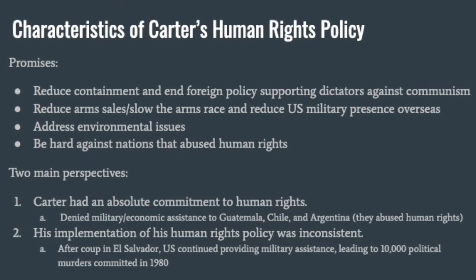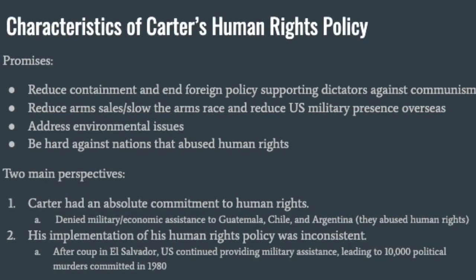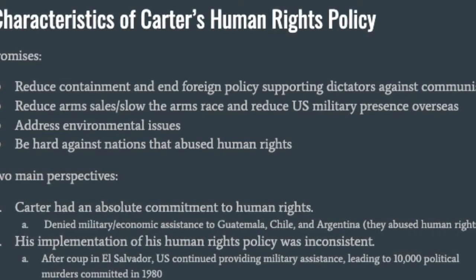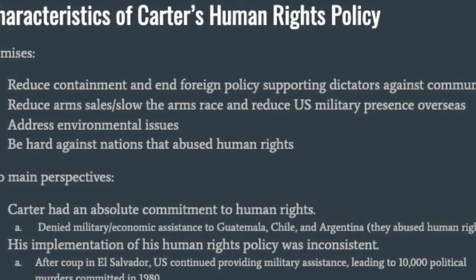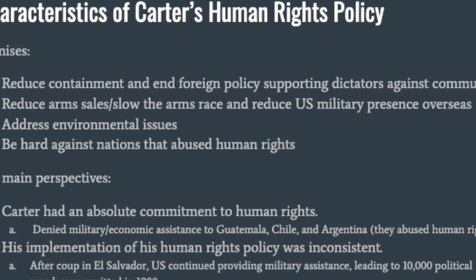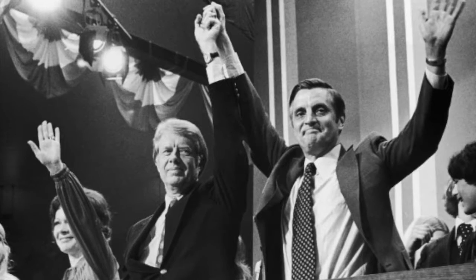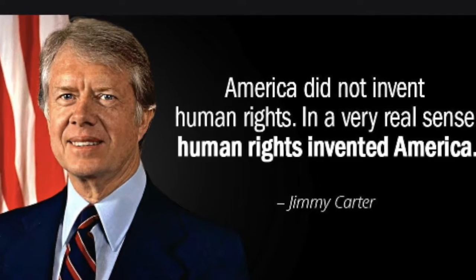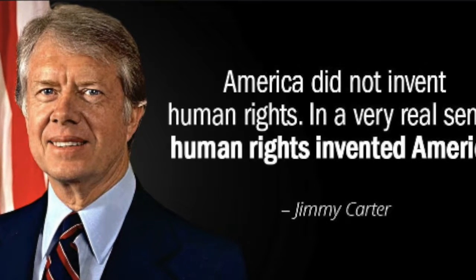In Carter's human rights policy, he made promises that characterized it, such as to reduce containment and end foreign policy supporting dictators against communism, to reduce arms sales, slow the arms race, and reduce U.S. military presence overseas, to address environmental issues, and to be hard against nations that abuse human rights. We can look at his policy from two main perspectives. One, that Carter had an absolute commitment to human rights, and two, that his implementation of his human rights policy was inconsistent.